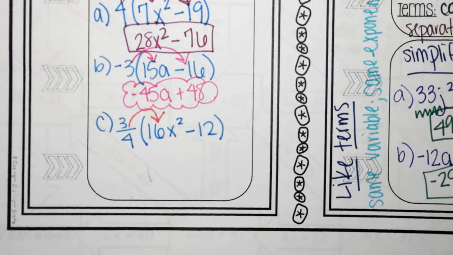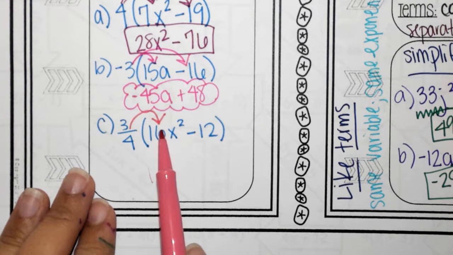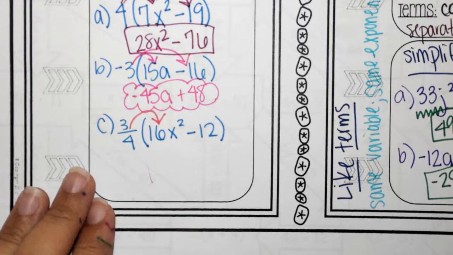Now, I need everybody to look at the board. Draw your arrow and then look at the board. 4 goes into 16 how many times? 4 times 3 is?